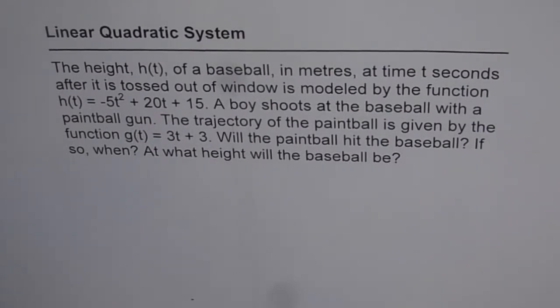Now this is on linear quadratic systems. The question here is, the height h of t of a baseball in meters at time t seconds after it is tossed out of a window is modeled by the function h of t equals minus 5t squared plus 20t plus 15. A boy shoots at the baseball with a paintball gun. The trajectory of the paintball is given by the function g of t equals 3t plus 3. Will the paintball hit the baseball? If so, when? At what height will the baseball be?